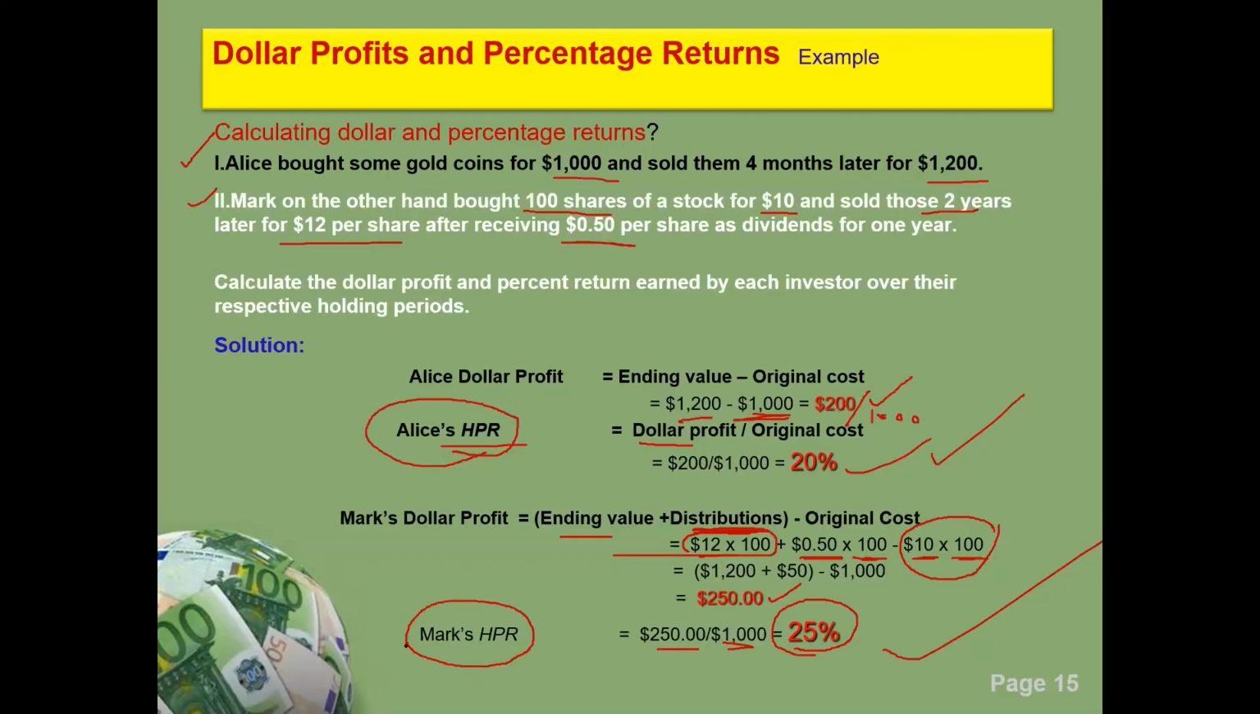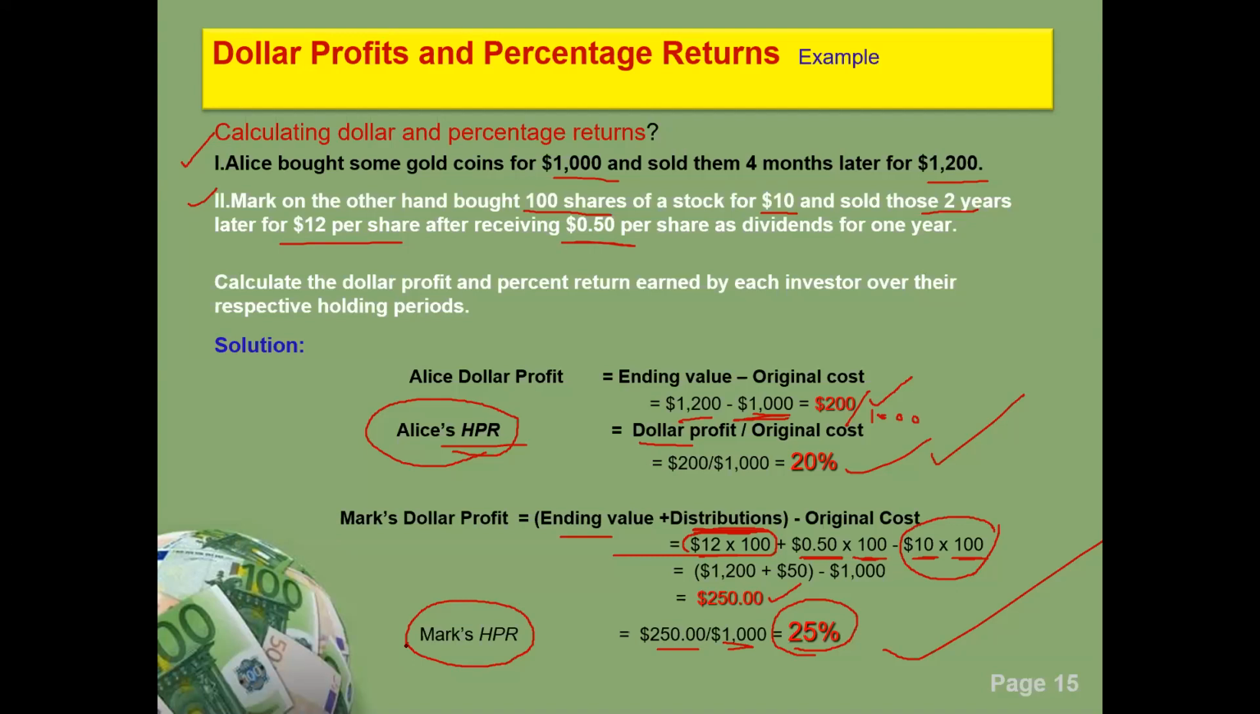But there is one more concern. How much time did Alice invest? Alice 4 months, but Mark 2 years. So both returns are not comparable. We can't compare them because one investment is only for 4 months and the other is for 2 years. So we cannot say Alice is better or Mark is better unless we annualize things. We need to standardize things, and for standardization, we always annualize.